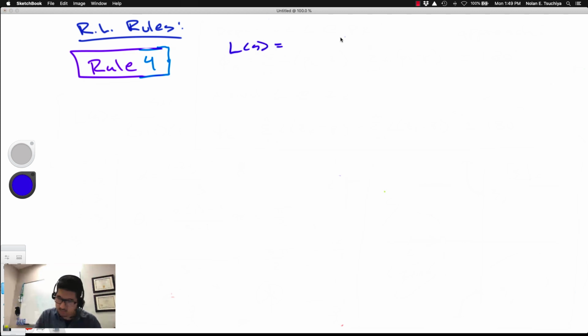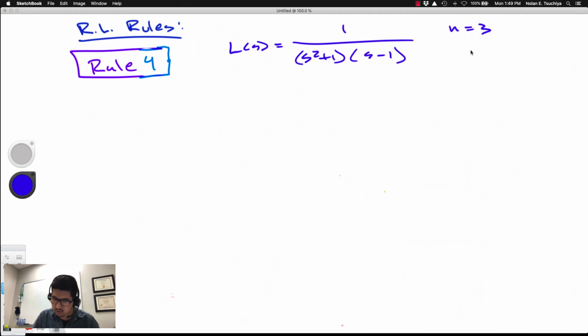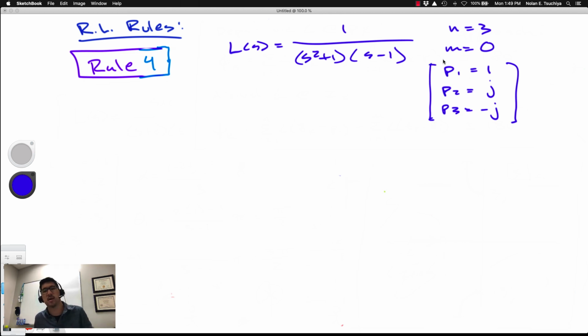For the transfer function 1 over (s squared plus 1) times (s minus 1), we find that there are 3 poles and no zeros. More specifically, p1 is equal to 1, p2 is equal to j, p3 equals minus j. Okay, it's very important to write down and label your poles and zeros, especially when you're trying to apply Rule 4 and Rule 5.